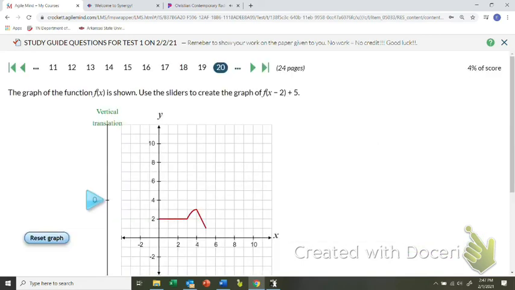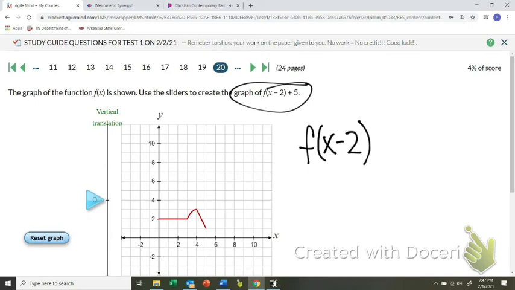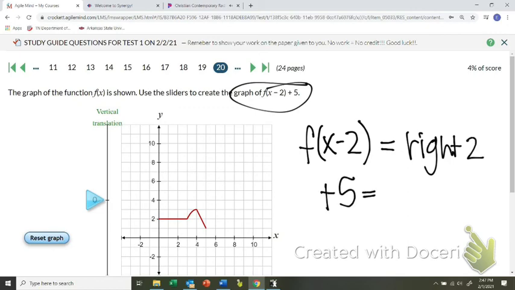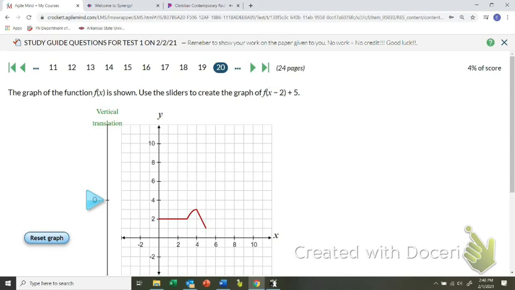Number 20. You cannot do this on your paper because you don't have a slider, so we're just going to describe what it means. Here's the function rule. F of x minus 2. F of x minus 2 means what? Right 2. And the plus 5, Danny said, means up 5. Does everybody agree? Yes? Okay. All right.